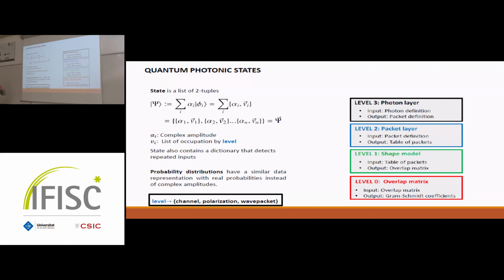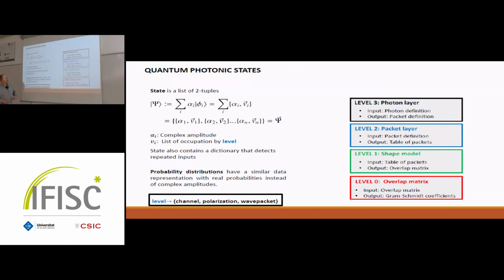To have this photon abstraction that I have spoken about, we will define a stack of software where at the top we define photons. I want to put that photon in that channel with certain parameters. So the photon layer will create a state with a photon in a certain channel and certain level, create a packet definition, and send that packet definition to the circuit. Internally in the packet layer, the circuit will store all the packet definitions in a table and perform some operations to be sure that there are no repeated packets, and so on.